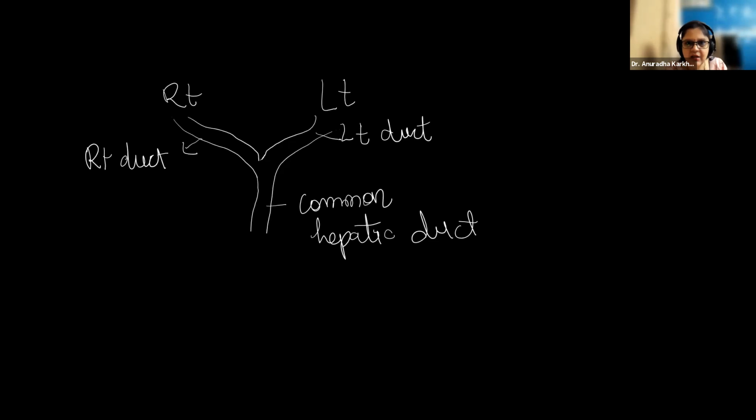But do you understand up to here? The tube that came out of the right lobe is the right duct. The tube that came out of the left lobe is the left duct. Both will merge together to be called the common hepatic duct. But please don't confuse it with the next point that I'm going to talk about.